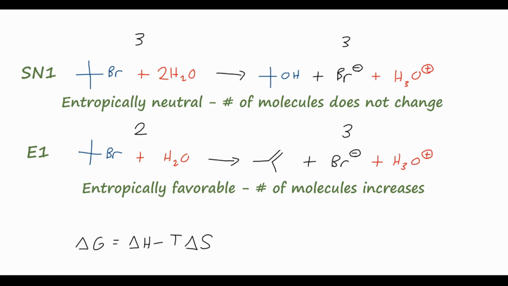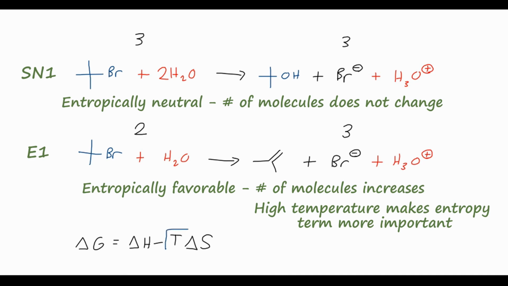We know that if you increase the temperature, then this delta S term will become a lot more important. So if you have a very, very high temperature, then this delta S term is going to matter a lot more because it's being multiplied by that temperature. And we know that the delta S term is basically 0 for an SN1 reaction. That's what it means to be entropically neutral. But the delta S term is going to be positive for an E1 reaction because we have that increase in entropy.